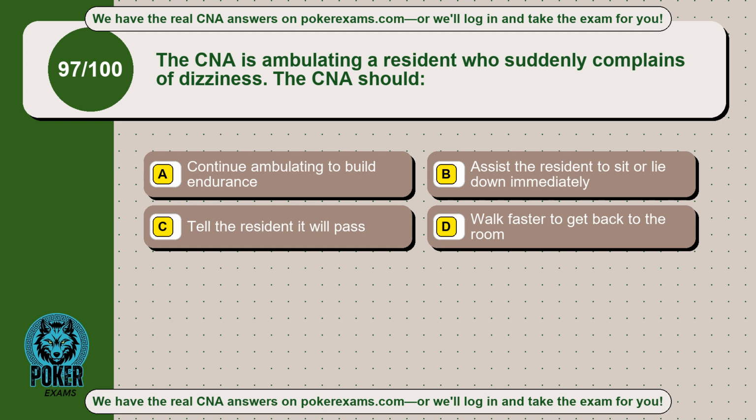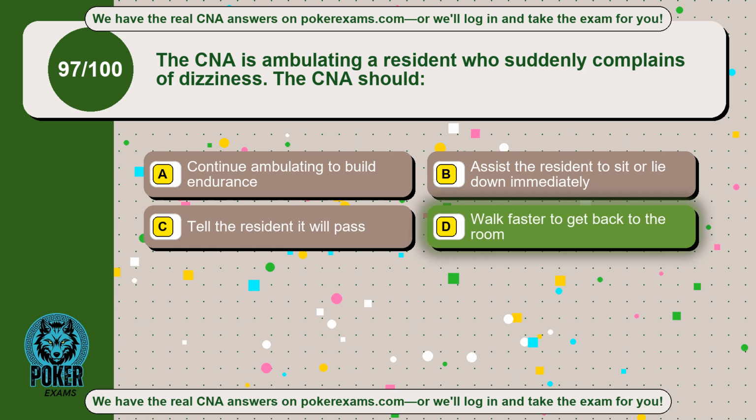Question 97. The CNA is ambulating a resident who suddenly complains of dizziness. The CNA should: Option A, continue ambulating to build endurance. Option B, assist the resident to sit or lie down immediately. Option C, tell the resident it will pass. Option D, walk faster to get back to the room.